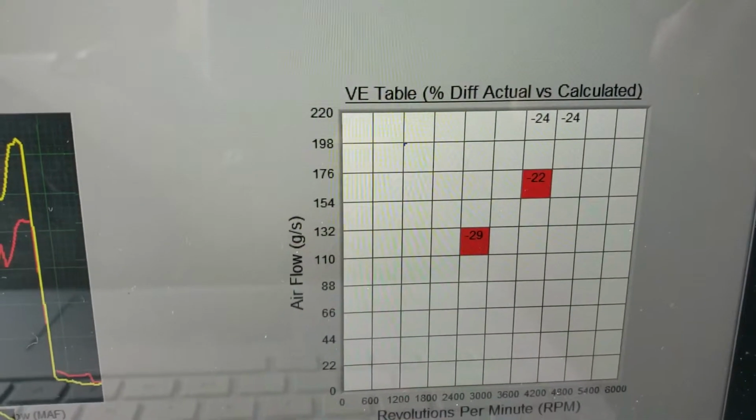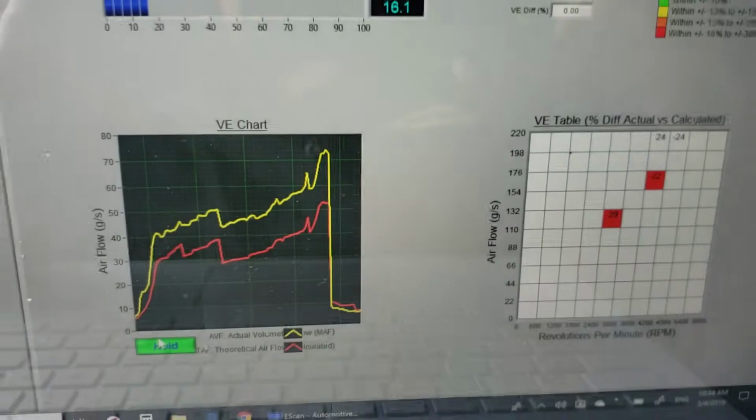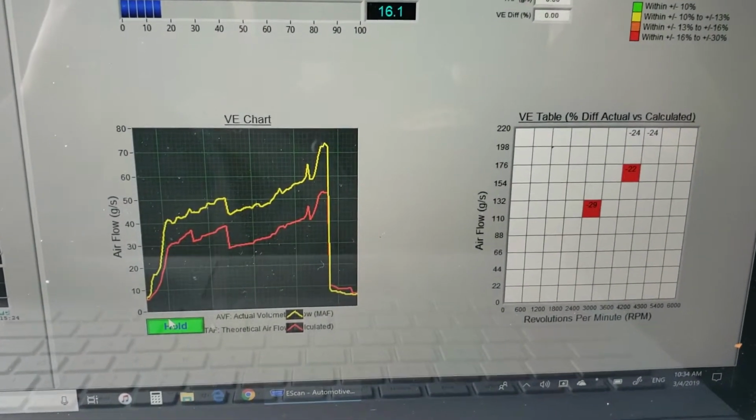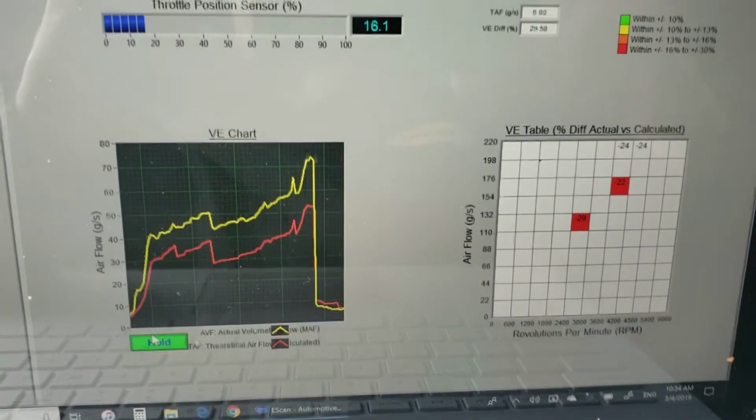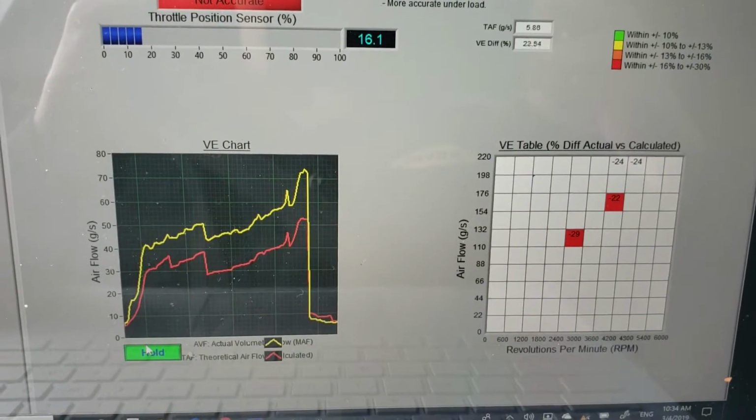It's over-reported by 20%-ish. So, problem found. We know that this car needs a mass airflow sensor. I think I will try to clean it first to see if it helps.